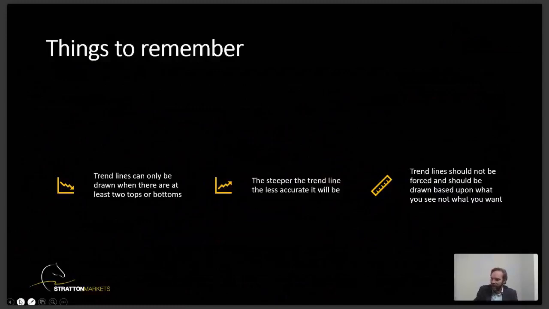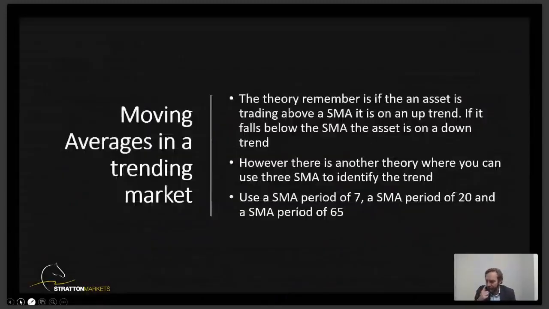But of course, there are other ways which can help you when you're looking at whether an asset is on a downtrend or an uptrend, and for potential trading opportunities. One is using simple moving averages. Those who've attended my episodes on simple moving averages in the past, I've done a lot on moving averages. The theory, remember, is if an asset is trading above a simple moving average, it's on an uptrend. If an asset is trading below the moving average, it's on a downtrend.